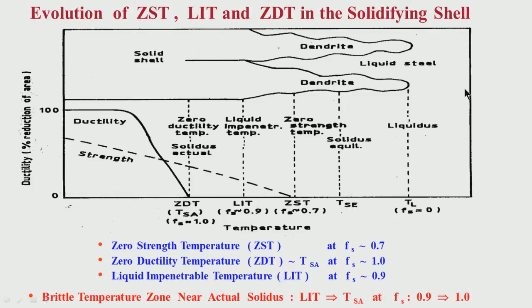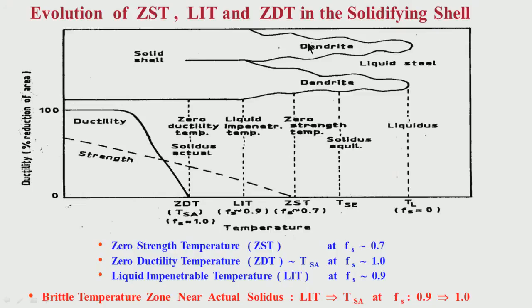In the last session I talked about the 0 strength temperature, the 0 ductility temperature and the liquid impenetration temperature. These are important parameters which we have to keep in mind while considering the strength or ductility of the solidifying shell. What I mentioned was that when solidification is taking place, the dendrites are forming in the mushy zone.